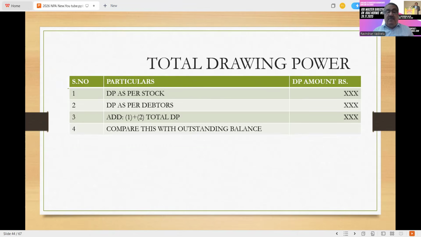Then drawing power as per stock is there, drawing power as per the debtor is there, that is total drawing power you can arrive at. If the stock statement is in minus and debtor statement is in plus, you can net the figures also. So you have to compare the drawing power then with the outstanding balance.